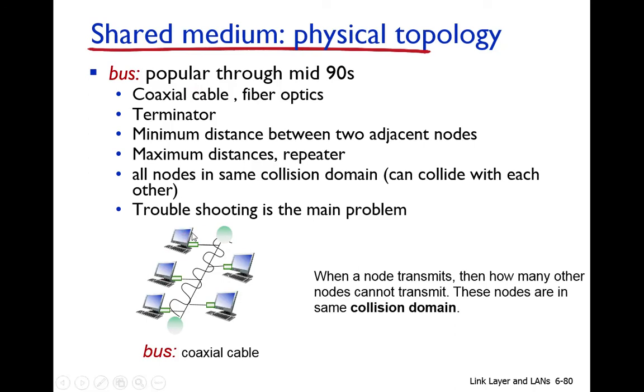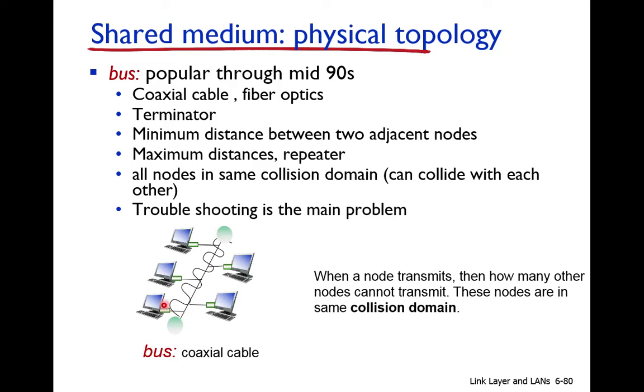For this shared medium, as we have discussed, not all links support it. For example, twisted pair cable doesn't support shared medium. But coaxial cable and fiber optics can support the bus topology or shared medium. So for the shared medium, the bus topology was used. What does it mean? There was a single cable, either coaxial or fiber optics, and the nodes were attached to the cable. This is called bus topology.